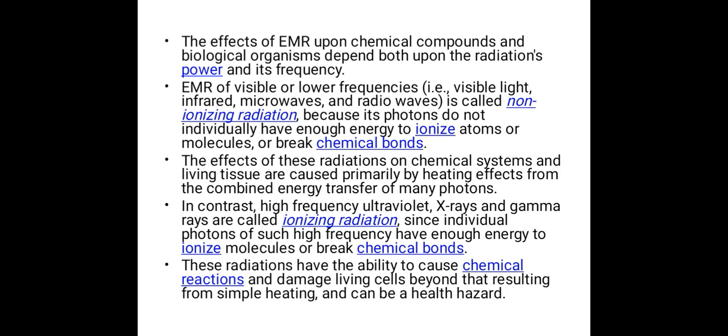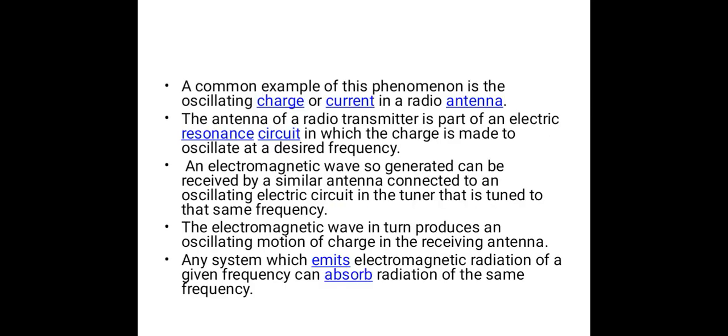Generation of electromagnetic radiation. Electromagnetic waves are emitted by electrically charged particles undergoing acceleration. Electromagnetic radiation is produced whenever a charged particle, such as an electron, changes its velocity, whenever it is accelerated or decelerated. The energy of the electromagnetic radiation thus produced comes from the charged particle and is therefore lost by it. A common example of this phenomenon is oscillating charge or current in a radio antenna.